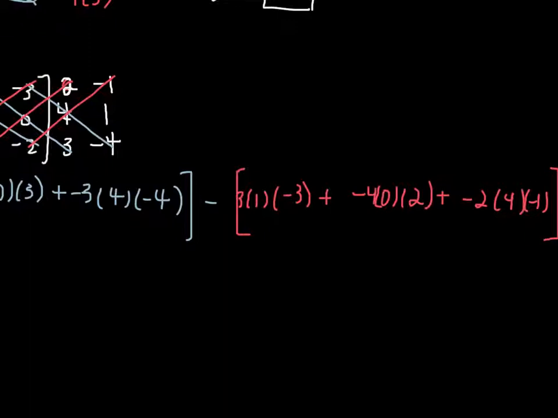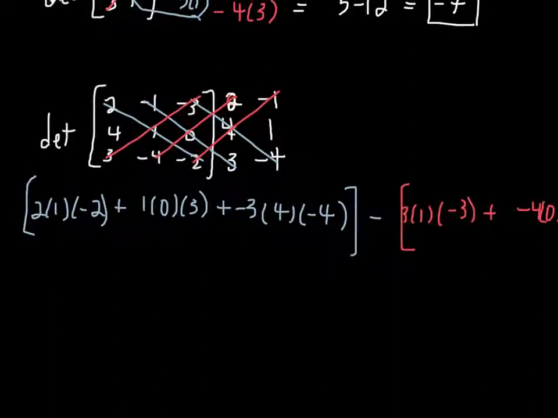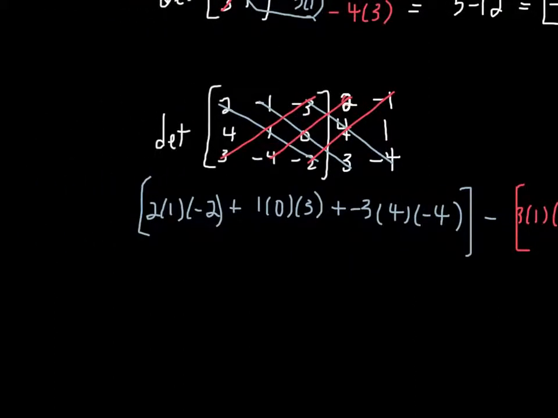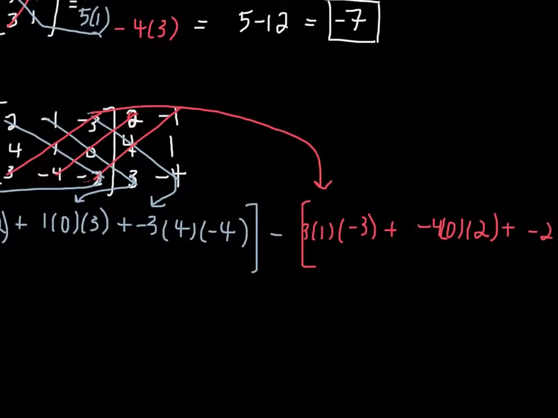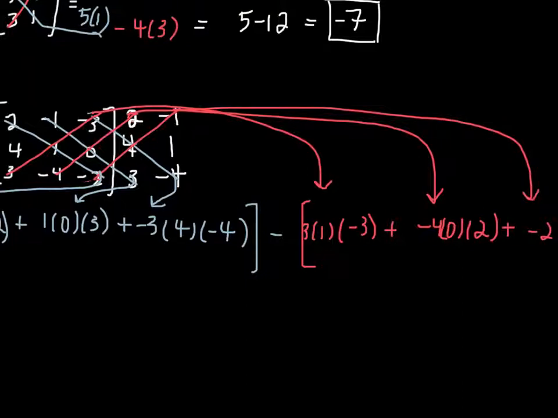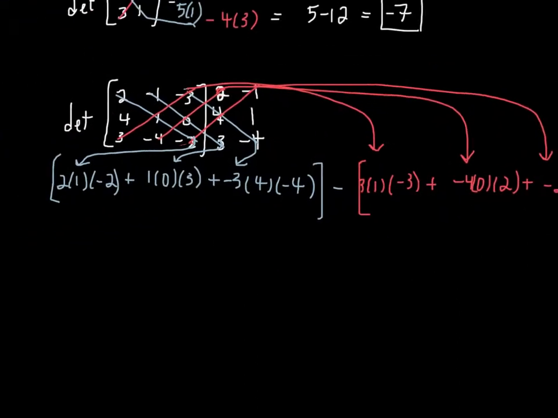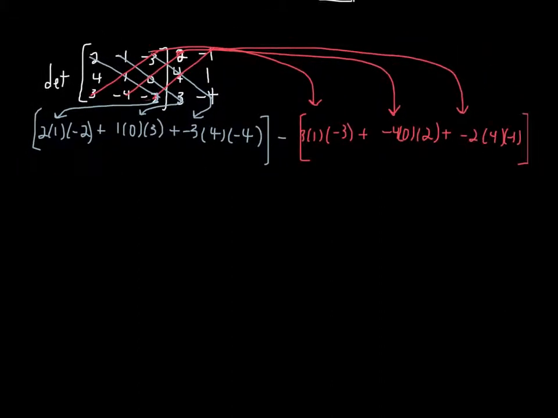And if you want to use these arrows from the original problem, we can say that this 2 should be in blue. We have this one coming here, this here, this here, and then our reds we have 3, 1, 3, 4, 0, 2, and finally our negative 2, 4, and negative 1. So that's where those all come from, and then we're just going to do our big subtraction problem.